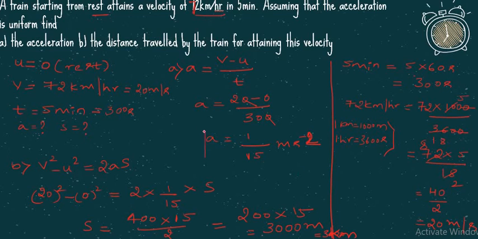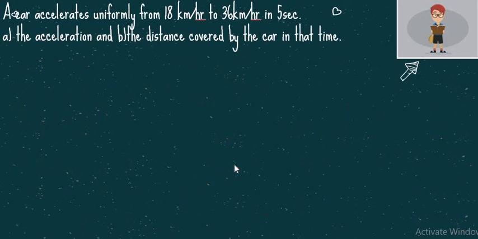So I have found the acceleration as 1 by 15 and the s as 3000 meters. This is how you can find the acceleration and the distance by knowing the equations of motion. Next.